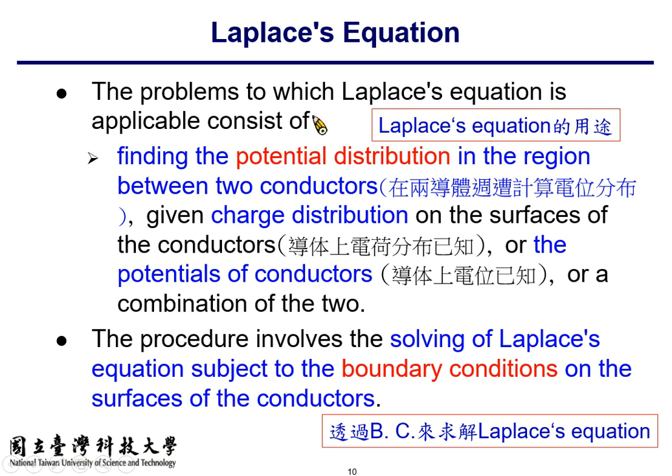Okay, so next we will try to introduce the application for Laplacian equation. It can be used to find the potential distribution in a region between two conductors, giving the charge distribution on the surface of the conductors or the potential of the conductors, or a combination of the two. This procedure involves solving Laplacian equations subject to the boundary condition on the surface of conductors. So what is the boundary condition on the surface of conductor?